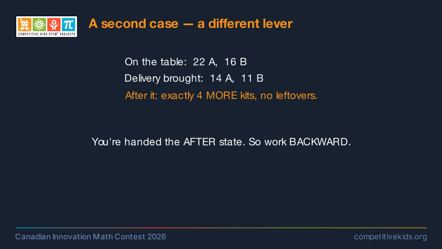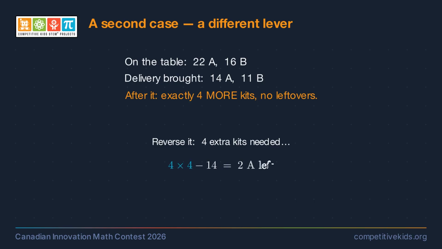Notice the catch. You are handed the after state, so work backward. This is working backwards. Reverse the operations. 4 extra kits need 4 times 4A and 3 times 4B. Subtract what the delivery brought. 4 times 4 minus 14 leaves 2A. 3 times 4 minus 11 leaves 1B.